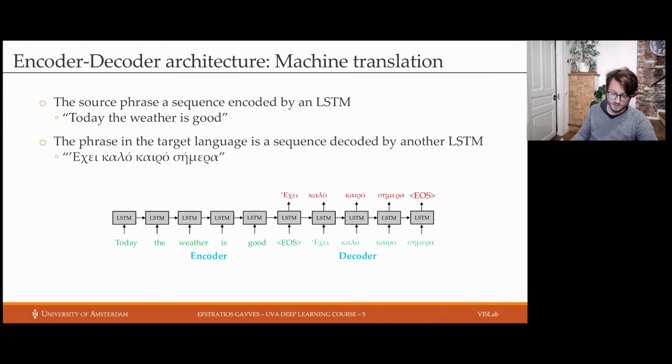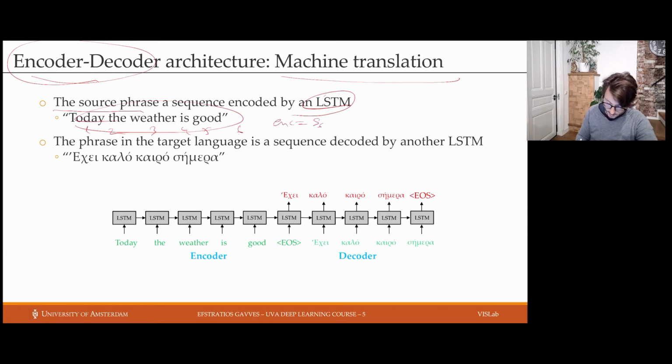Very important and very popular, especially in the last 5-6 years, have been the encoder-decoder architectures. For instance, for machine translation, we could have one source phrase in one language, for instance, today the weather is good, and we can use an LSTM to encode this sentence. Our encoding of the sentence will be the final state. So here we're going to have 1, 2, 3, 4, 5, 6 with the end of sentence symbol. So our encoding here will be the 6th state, right?